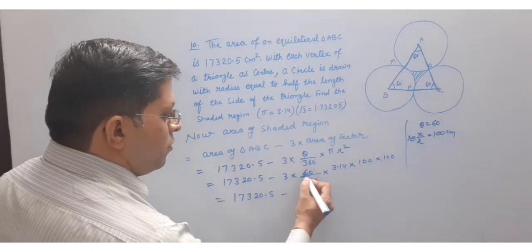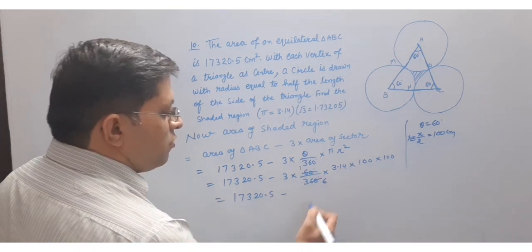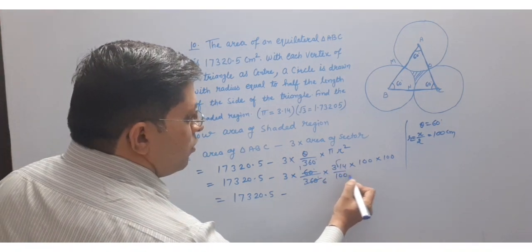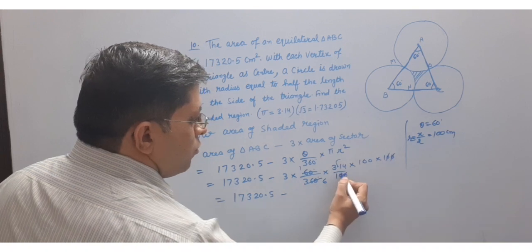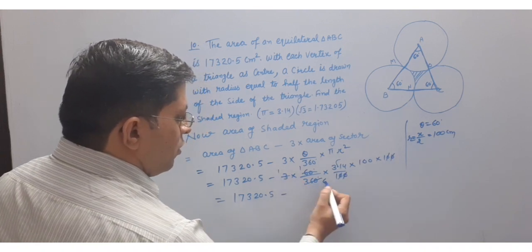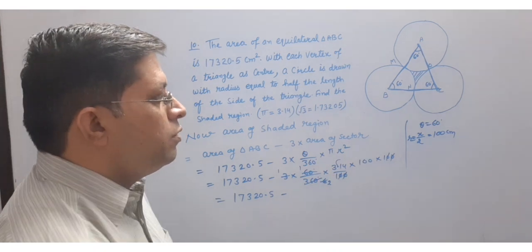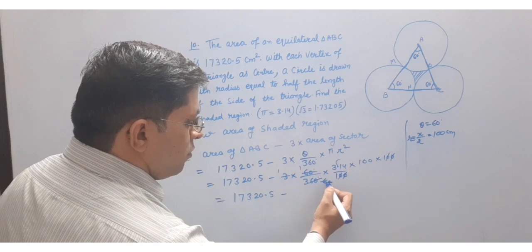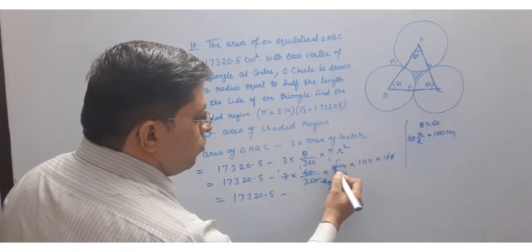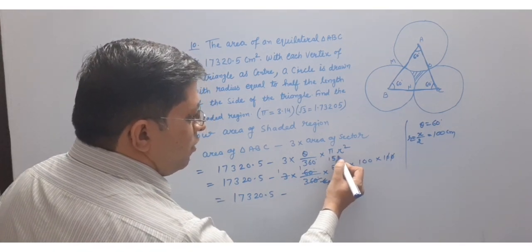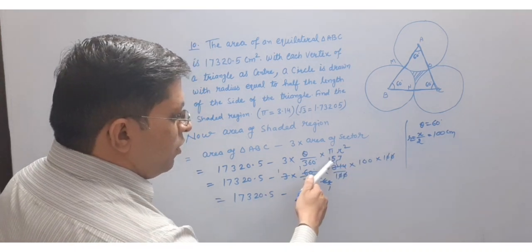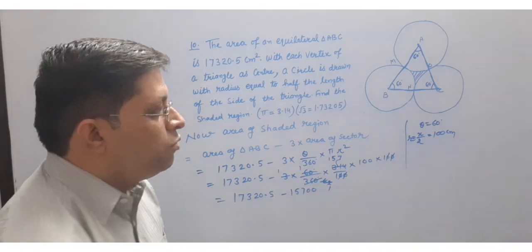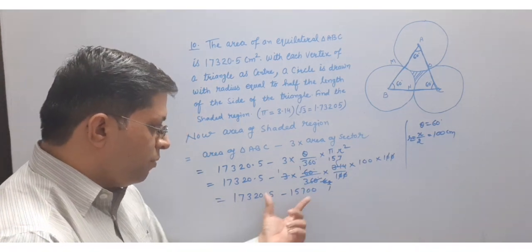17320.5 minus 66. Okay. I am going to remove these 2 zeros. 3 1s are 3. 3 2s are 6. Okay. Then cut. 2 1s are 2. 2 5s are 10. 2 7s are 14. Then 157 into 100. This will be 15700. Okay. Now subtract it.